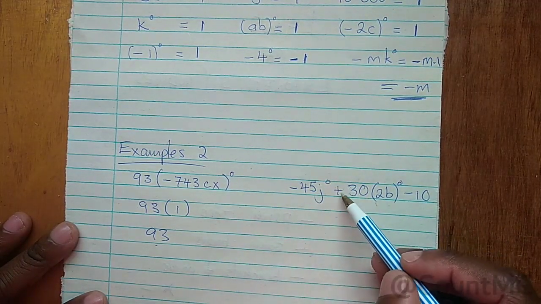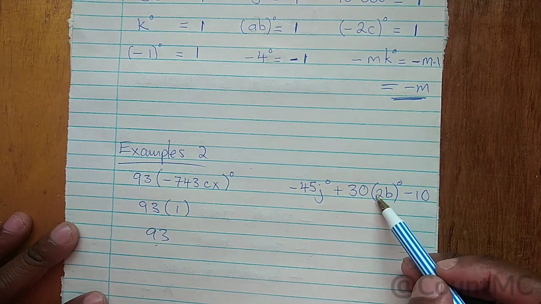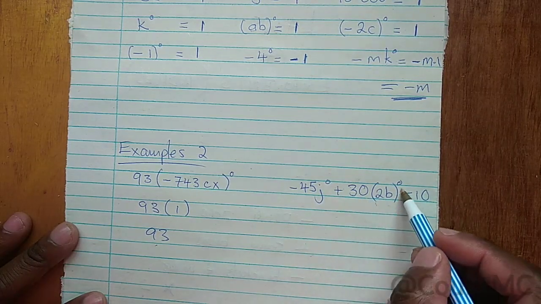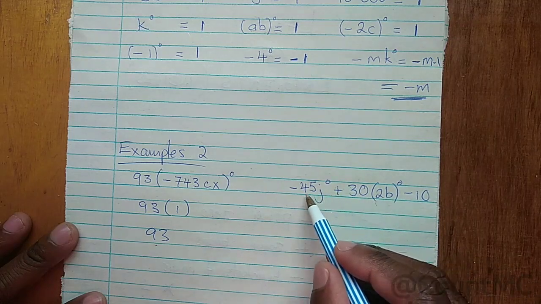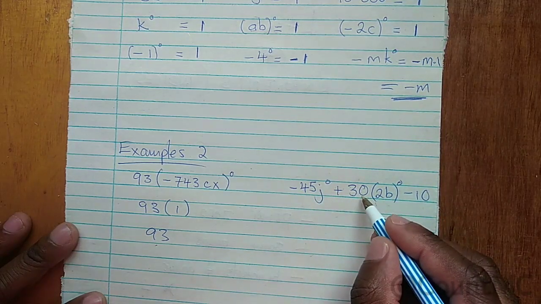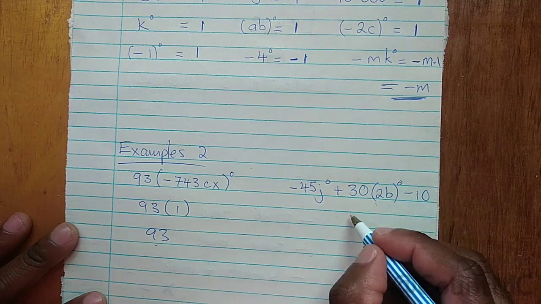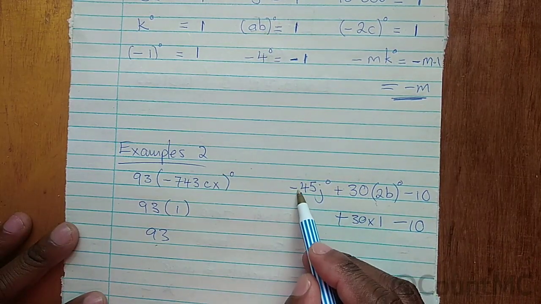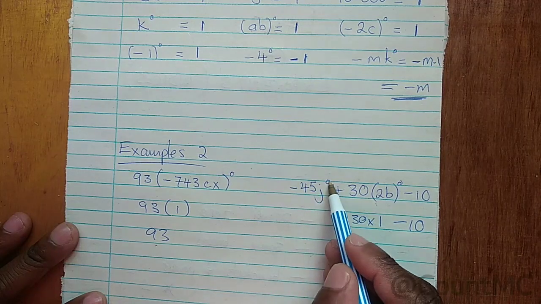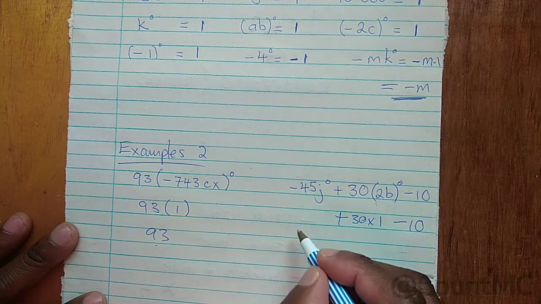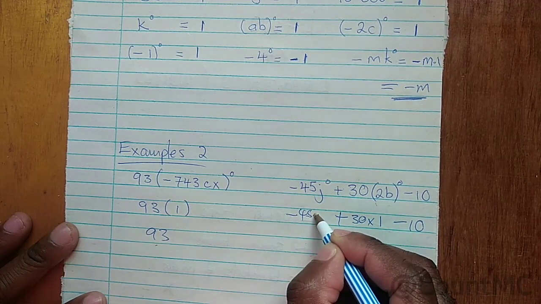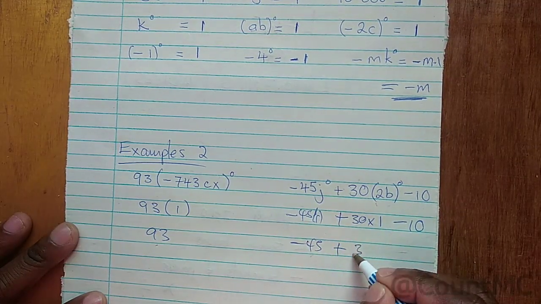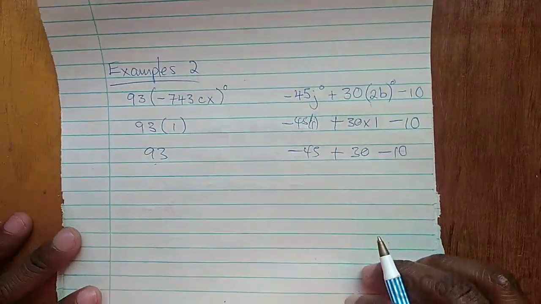Here, minus 45j to the power 0 plus 30 times 2b to the power 0 minus 10. Okay, let's simplify. Always simplify multiplication first before adding and subtracting. What's this? This is a bracket to the power 0, so it's 30 times 1. Minus 10 plus, what's this? This is minus 45 times j to the power 0. This becomes a 1. So it's minus 45 times 1. This is just minus 45 plus 30 minus 10.